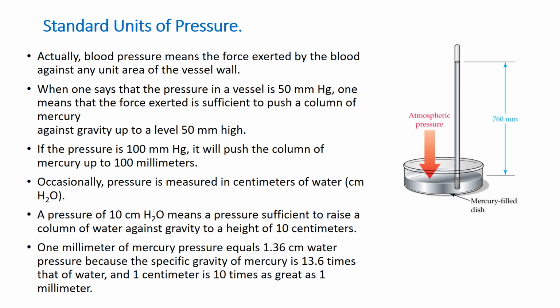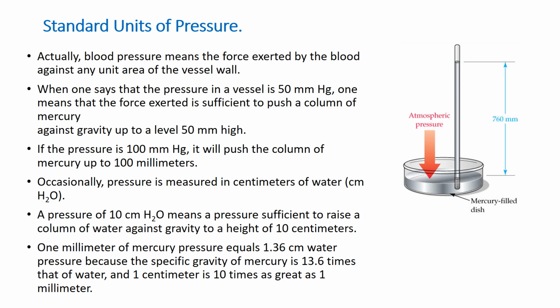Actually, blood pressure means the force exerted by the blood against any unit area of the vessel wall. When one says that the pressure in a vessel is 50 millimeters of mercury, one means that the force exerted is sufficient to push a column of mercury against gravity up to a level of 50 millimeters. If the pressure is 100 millimeters of mercury, it will push the column of mercury up to 100 millimeters.